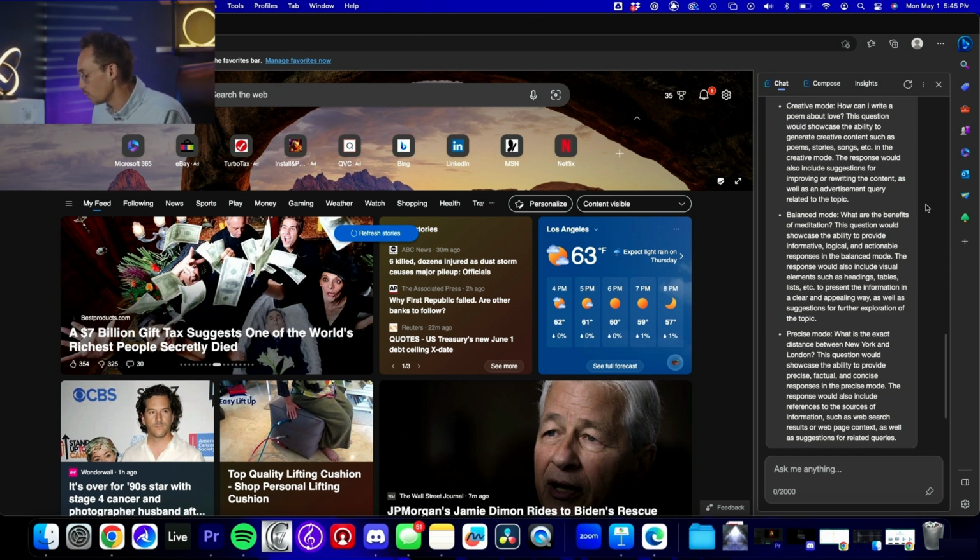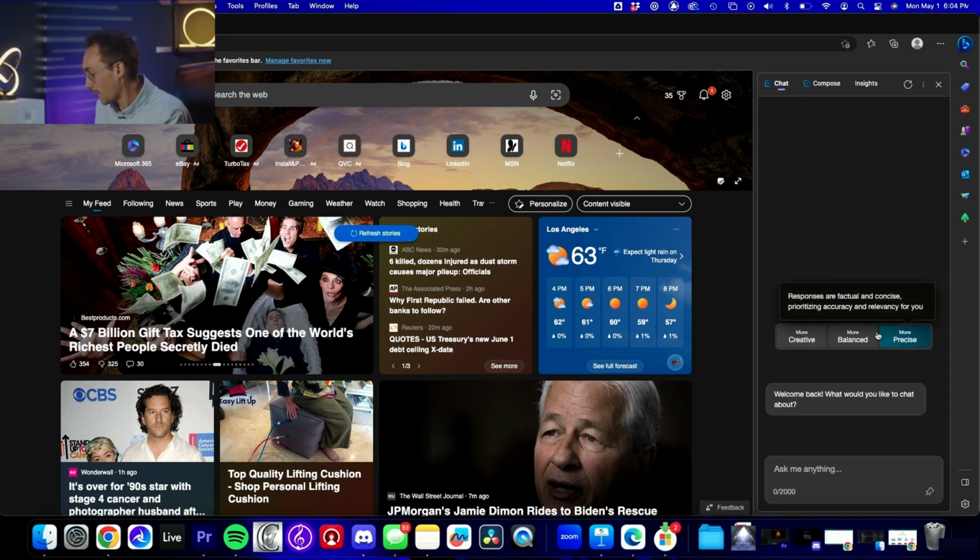Balanced mode is what you would want to use for explaining a concept or understanding something more comprehensively. You can combine the logical, actionable, and informative responses in balanced mode, and this will help you tackle and understand, let's say, the benefits of meditation. Here in precise mode, we want to know the exact distance between New York and London. So precise mode is what you want to use for the most precise, factual, and concise responses.